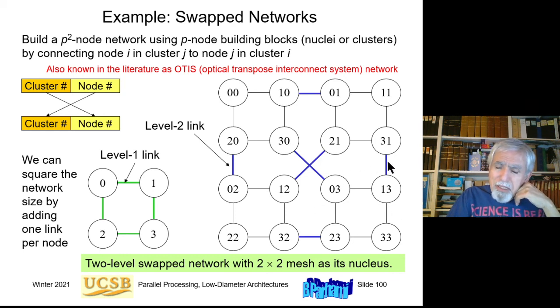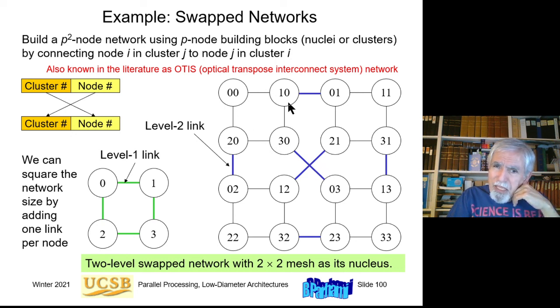Then inter-cluster connectivity is governed by this rule. If you have ij, node i of cluster j, it will be connected to node j of cluster i. So that's where the name swap comes from. The cluster number and node number are swapped to find the neighbor of this one.